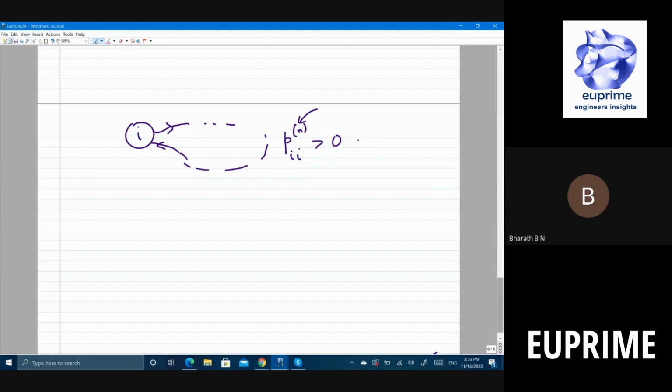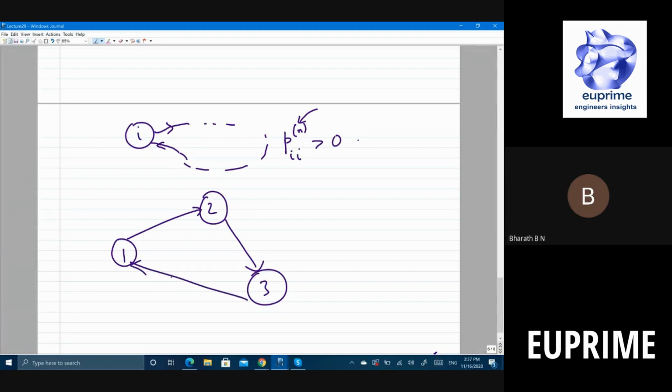Let me give an example. Maybe I'll draw a diagram. I don't want to do this, it's quite complicated. States 1, 2, 3, 4. This is a Markov chain with certain probabilities. If you want to make it more interesting, I'll put a half here. Otherwise, it's a boring Markov chain, right? It will keep on circling.